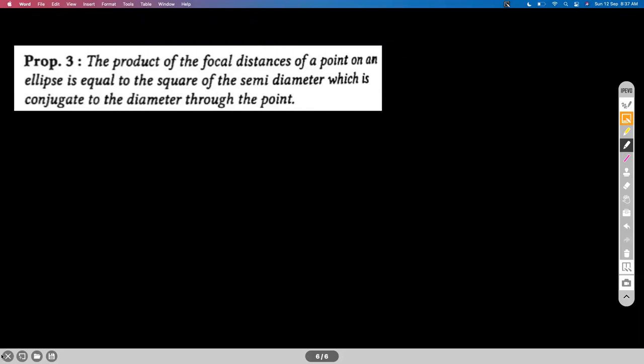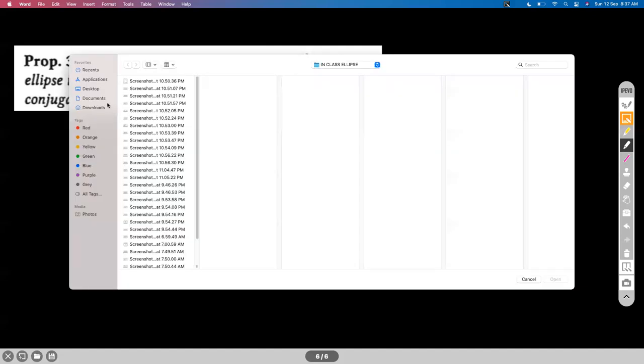Okay, read the property once again. The product of the focal distances is equal to the square of the semi-diameter, which is conjugate to the diameter through the point. Okay. Maybe when I draw the diagram, you will be able to relate to it.